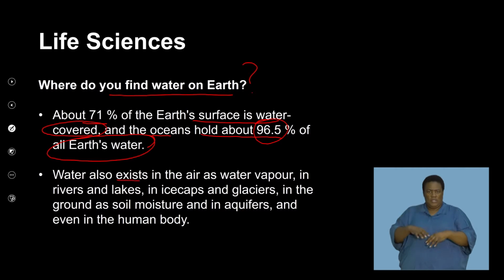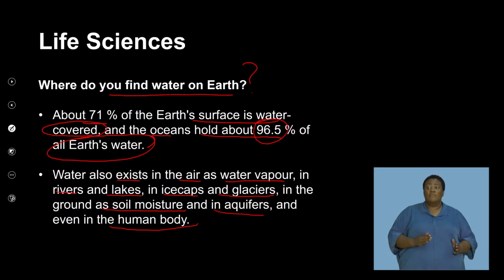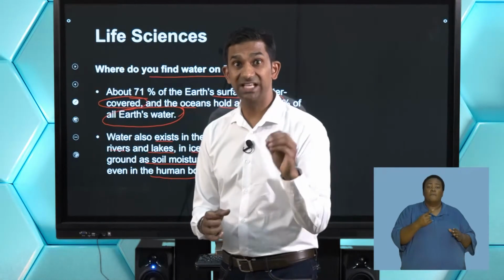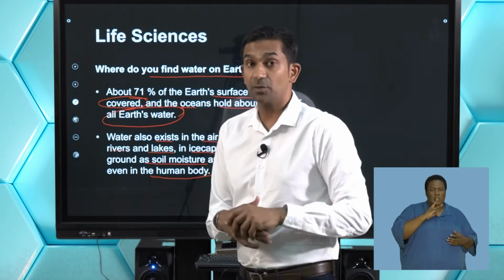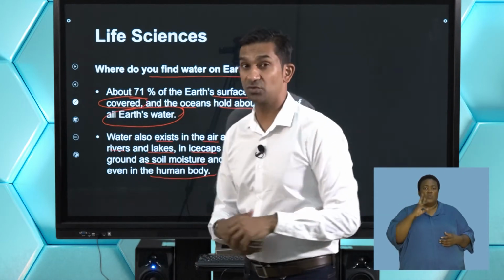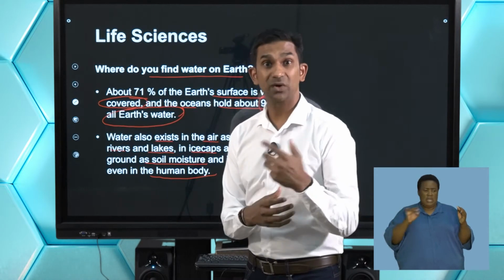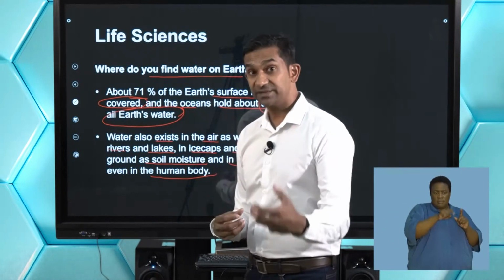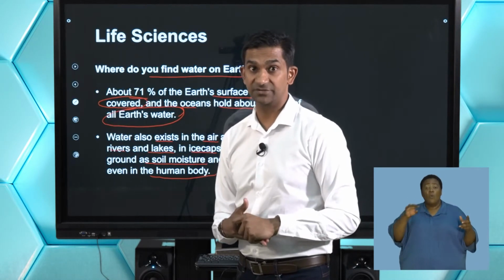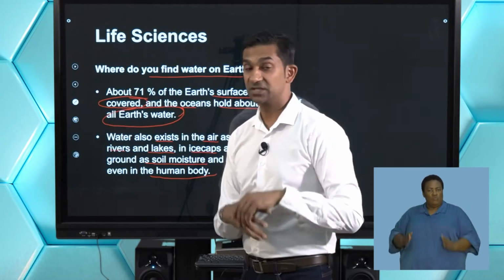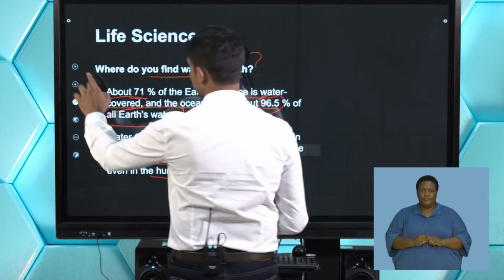Water also exists in the air as water vapor, in rivers and lakes, in ice caps and glaciers, in the ground as soil moisture and in aquifers, and even in the human body. As I said at the start of the lesson, we need lots of water in our body to keep us hydrated. More than 70% of our body is made up of water, a good comparison to the composition of water on Earth. So water is fundamentally important for us as humans to survive from a physiological perspective. Let's consider these things, guys, as we get through the lesson.